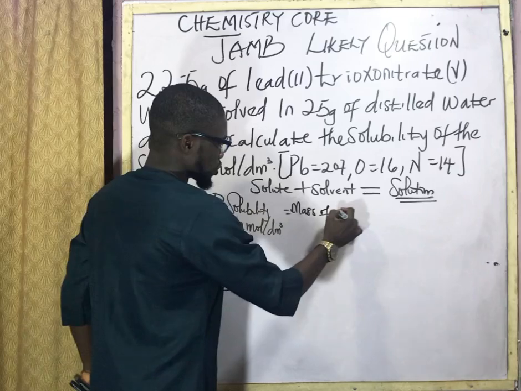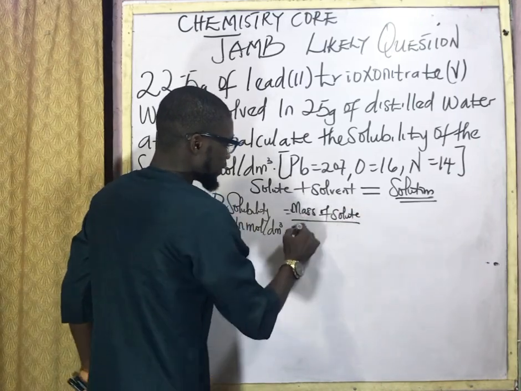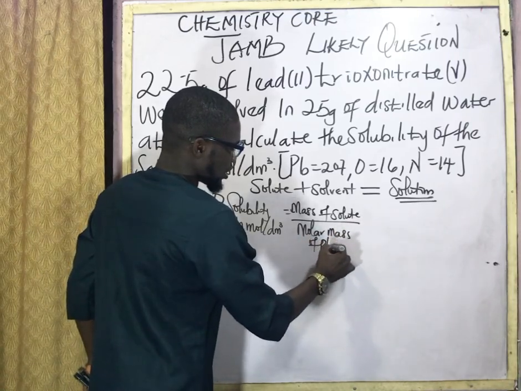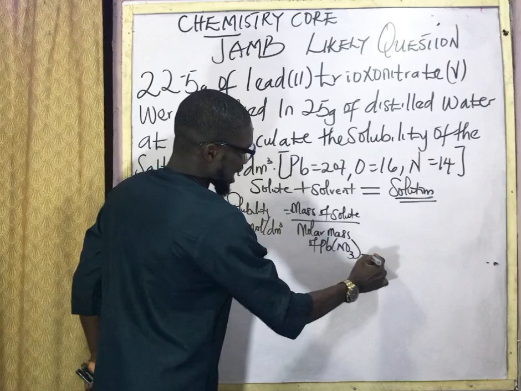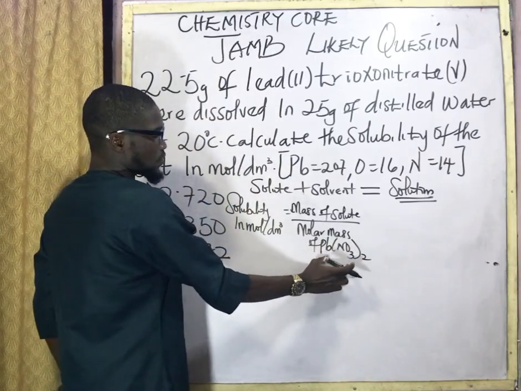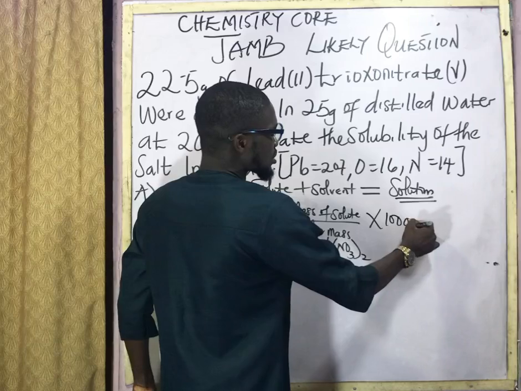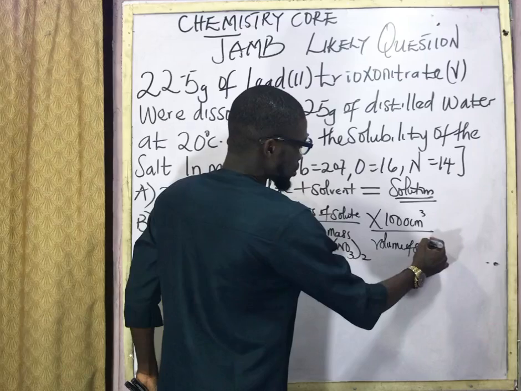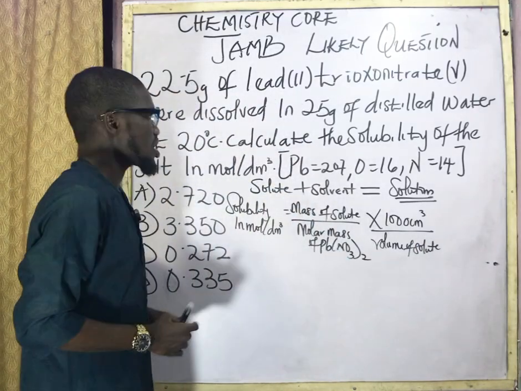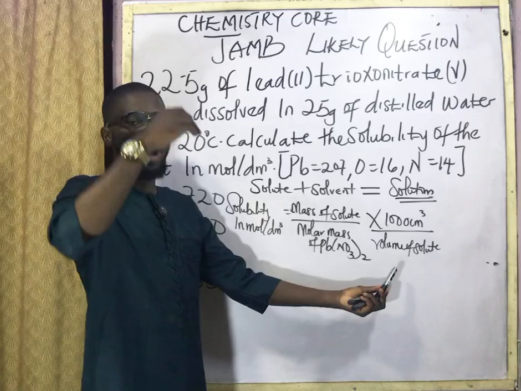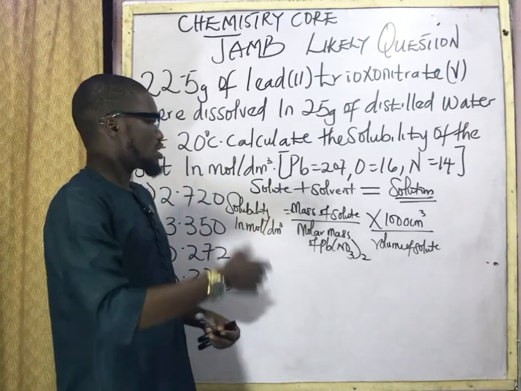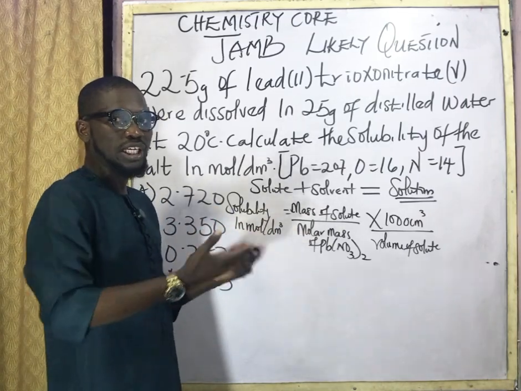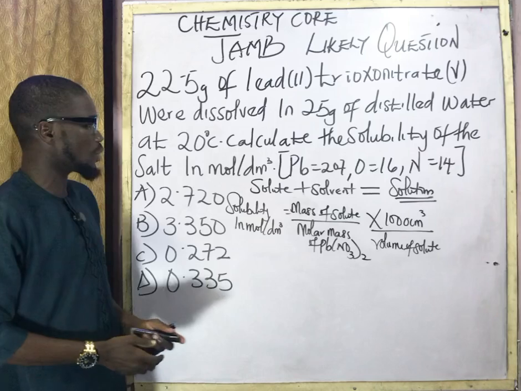Mass of solute divided by molar mass of Pb, that's lead(II) trioxonitrate(V). This is a chemical formula, multiplied by 1000 cm cube divided by the volume of solute. In some cases, we can as well find this as volume of the solution. But using solution or solute depends on what you are given in the question. Now, this is a formula we are going to use.